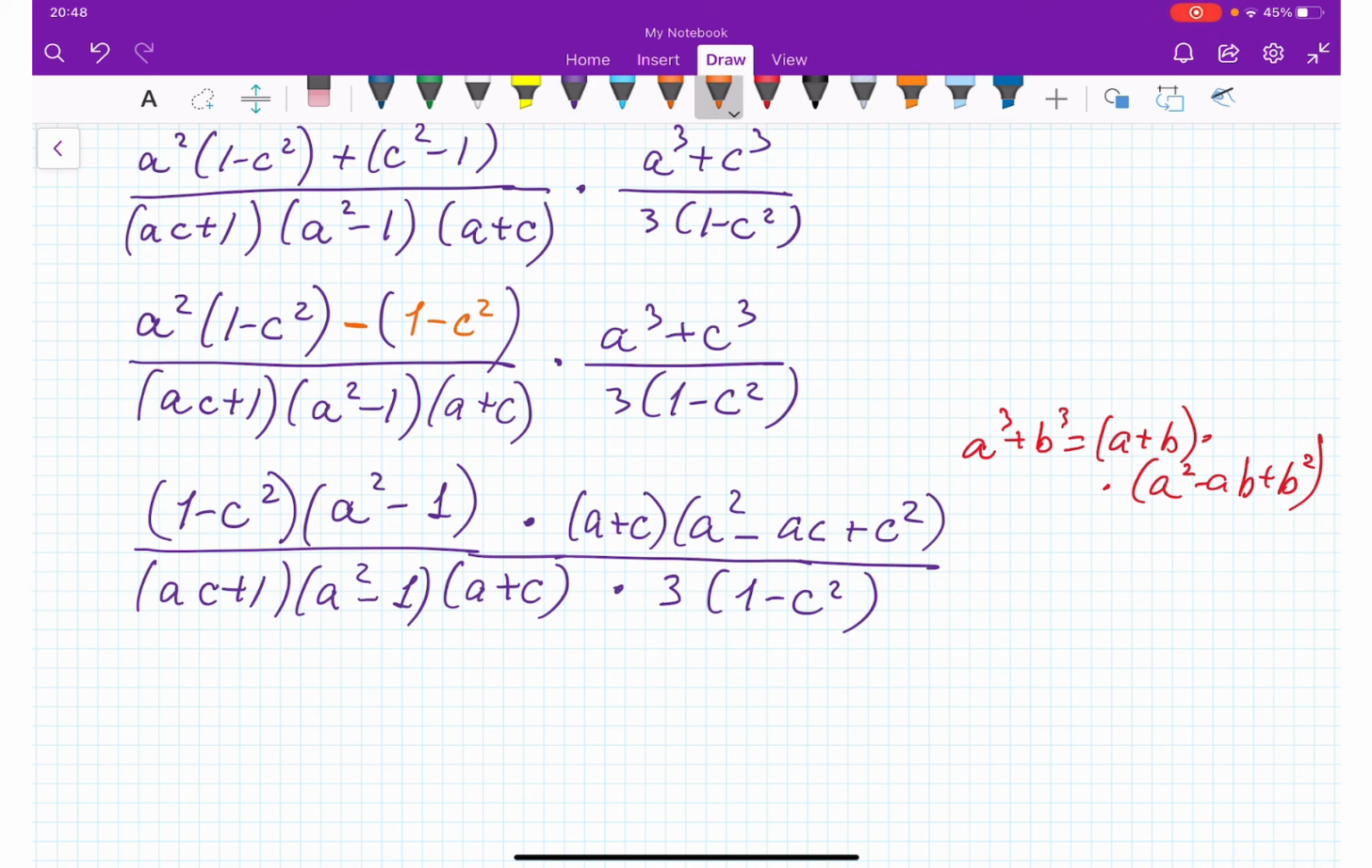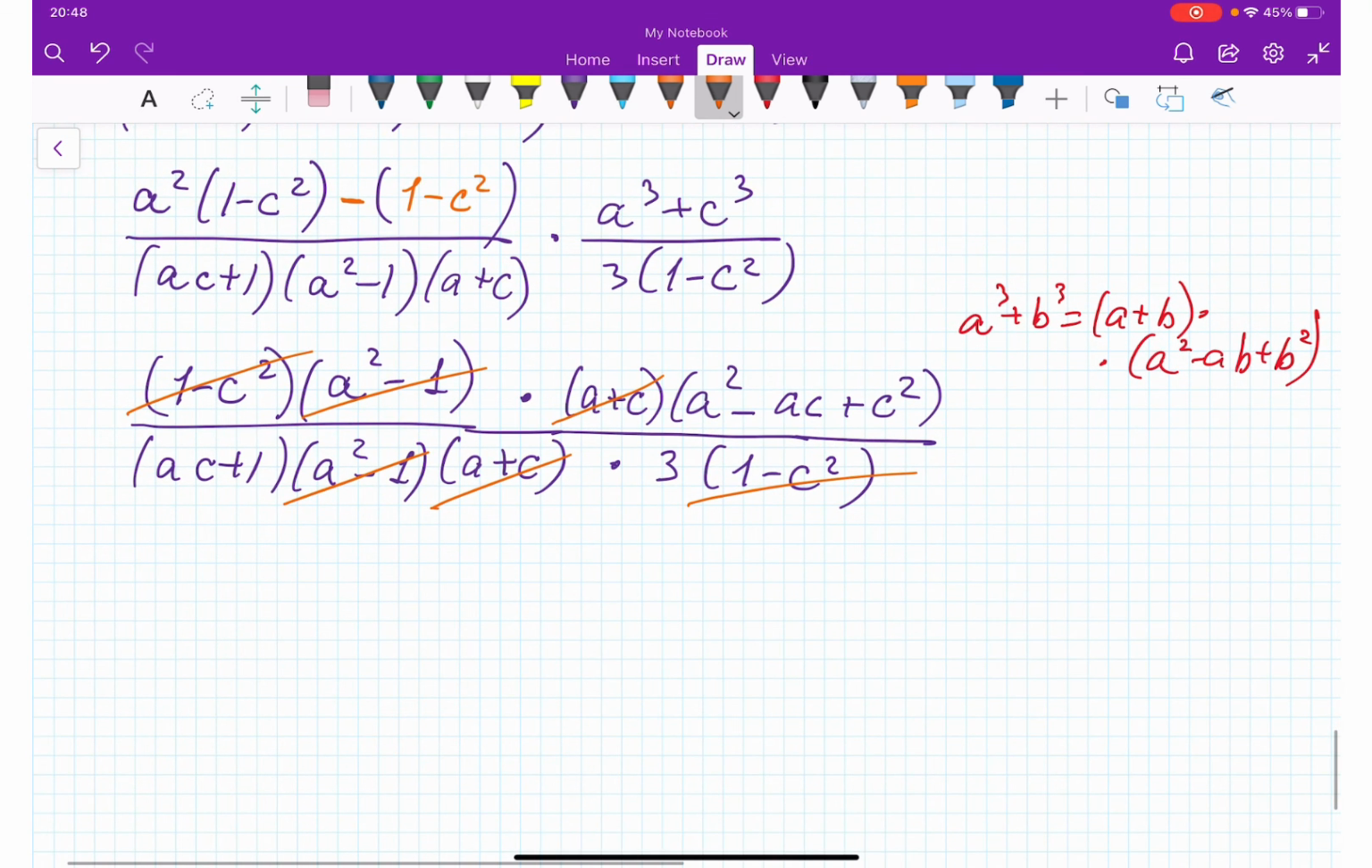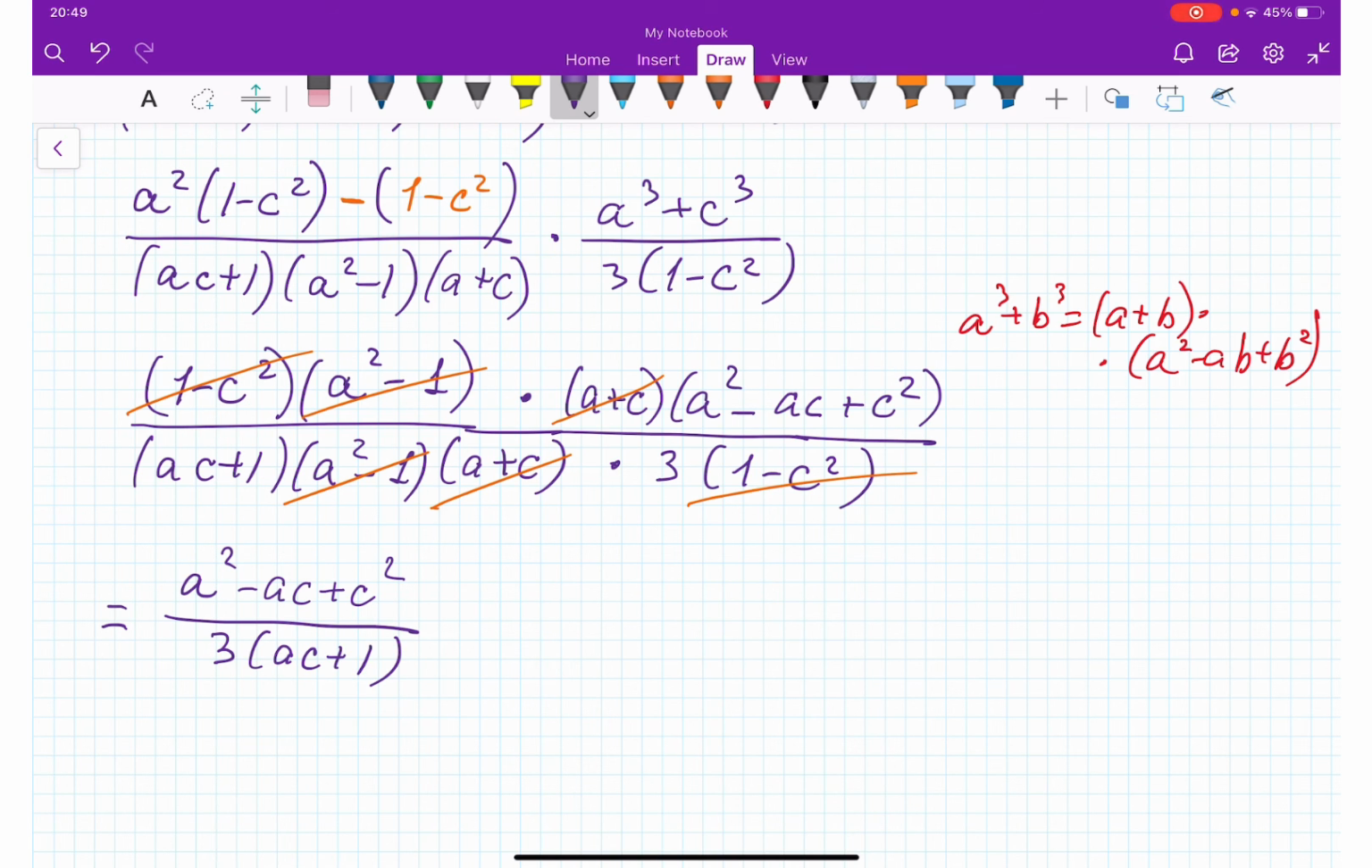All right, let's see what's happening. 1 minus c squared, 1 minus c squared. a plus c is gone, a plus c is gone. a squared minus 1, a squared minus 1. Well, we did some kind of cleaning here. And we are getting, final answer, a squared minus ac plus c squared divided by 3 times ac plus 1. Hallelujah! I am done.